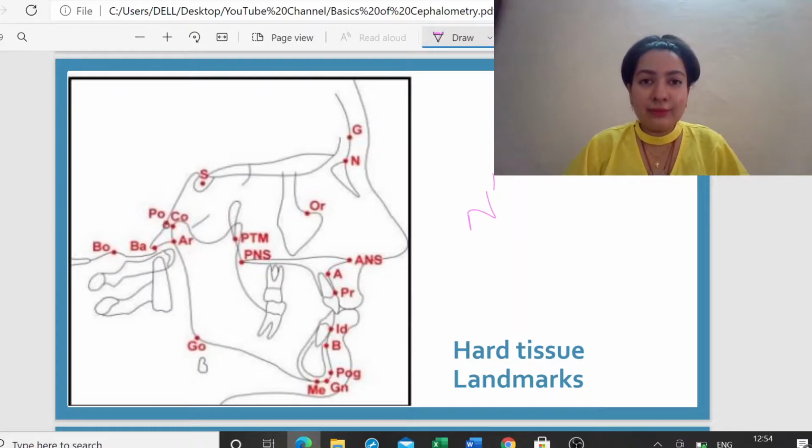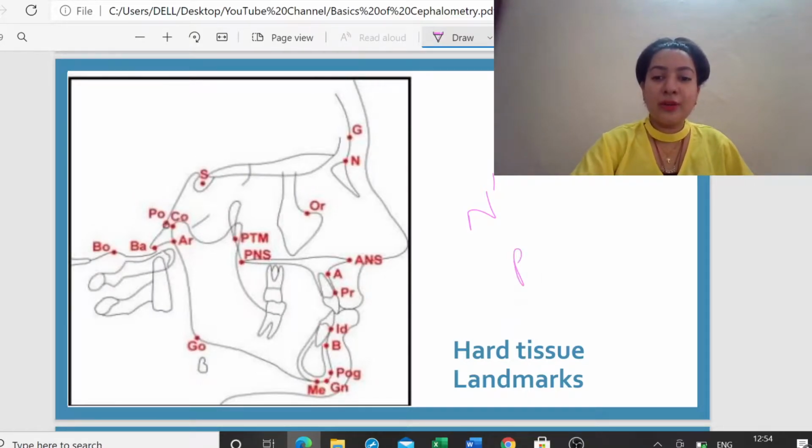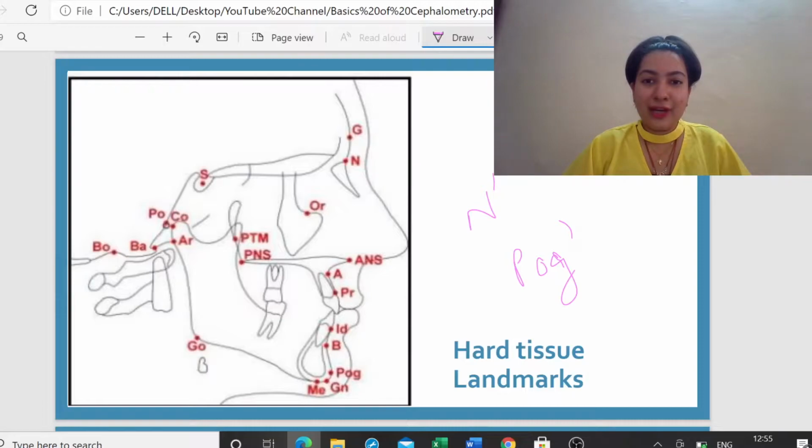Plus even in exam, if they are asking you how do you represent a soft tissue pogonion, so pogonion is represented by POG, and if it is soft tissue then you just give this apostrophe kind of a thing, right?